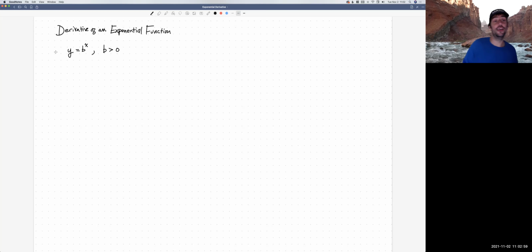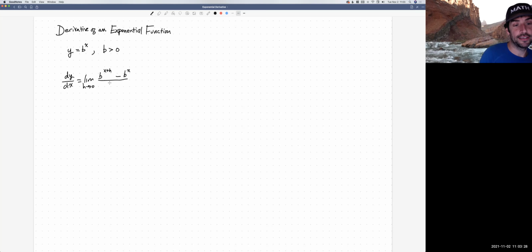So here is our exponential function, y equals b to the x, where b is some constant. It's got to be positive. Okay. And let's just look at the derivative of this. So we'll look at dy dx. We'll use the definition of the derivative, the limit as h goes to 0 of, so we're going to have b to the x plus h minus b to the x all over h.